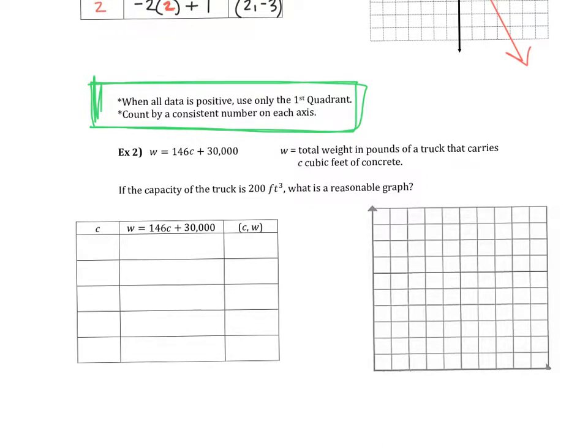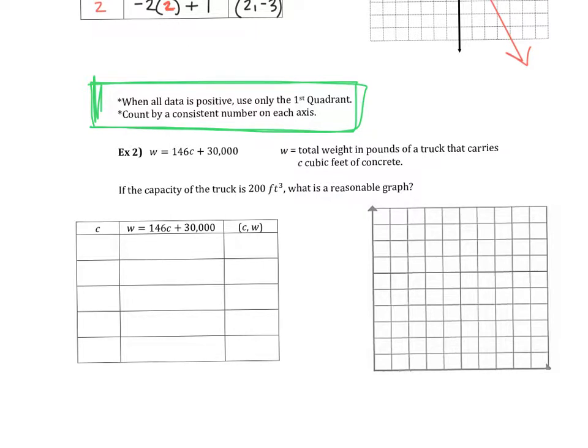The second thing is, and we've talked about this, but you have to make sure that you count by a consistent number. You can't just say, oh, I have the point 1, 7, and 3, 13, so I'm going to count 0, 7, 13 for my y's. That doesn't make sense, okay? You have to jump up the same amount, and you have to go across the same amount every time.